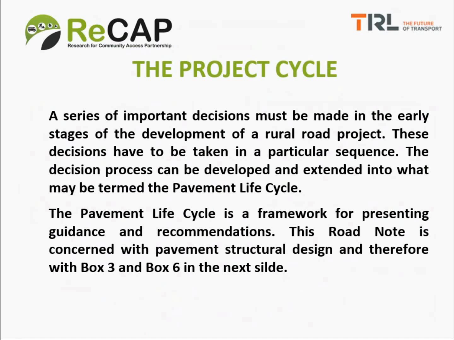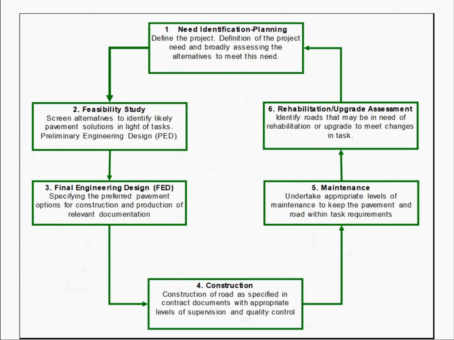A series of important decisions must be made in the early stages of the development of a rural road project. These decisions have to be taken in a particular sequence. The decision process can be developed and extended into what may be termed the pavement's life cycle. The life cycle is a framework for presenting guidance and recommendations. The road note is concerned with part of this cycle. This is a schematic diagram of that cycle. We begin with planning and go through feasibility, final engineering design. Then we build the road. It serves its purpose. It needs maintaining.